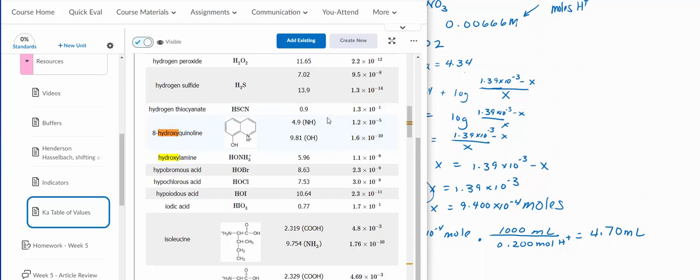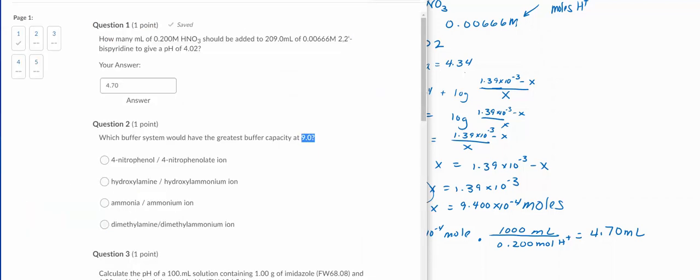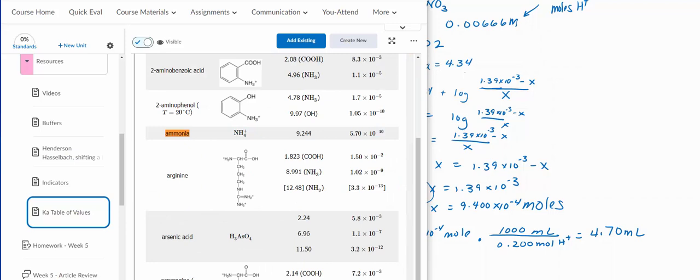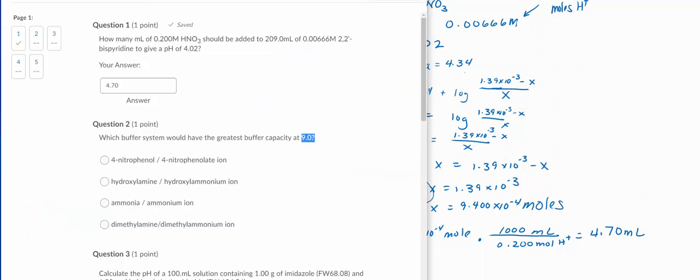There it is. And I have a pKa of 5.96. So again, that's pretty far away. I'd say that is a no-go. Then I'm looking for ammonia. And I get 9.24. Now that's pretty close. Ammonia is probably our answer.